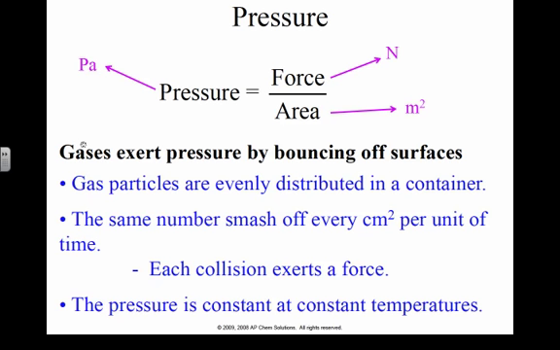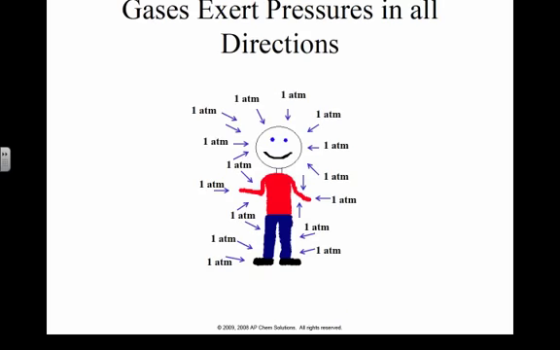Gas exerts pressure by bouncing off surfaces, collisions with the containers. I mentioned that in the other video. Gas particles are evenly distributed in a container. The same numbers smash off every centimeter squared per unit of time. Each collision exerts a force. The pressure is constant at constant temperatures.